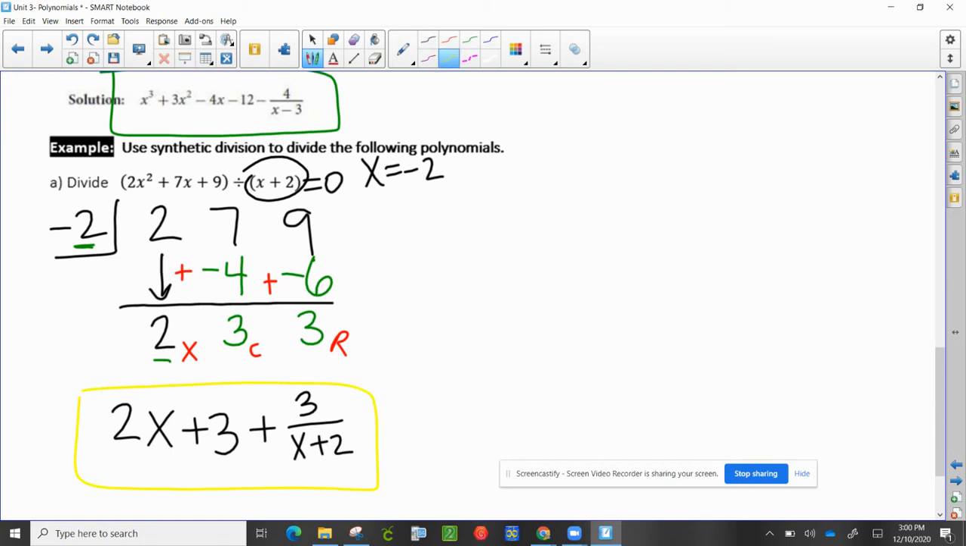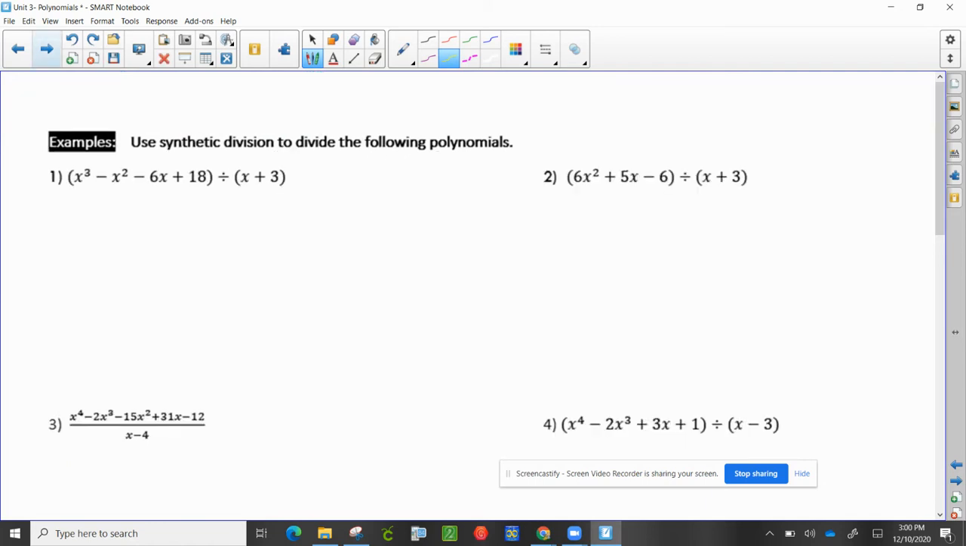Okay. We're going to practice some more on the back side of this note sheet. So let's flip it over. And let's look at these problems. So use synthetic division to divide the following polynomials. So in number 1, again, all you do is take down all of your coefficients for your numbers. So if you don't see a coefficient, well, you know that's a little imaginary 1. So 1, -1, -6, and 18.